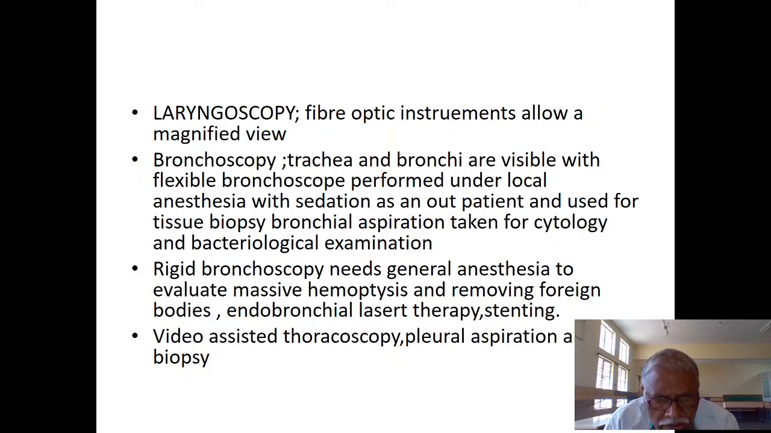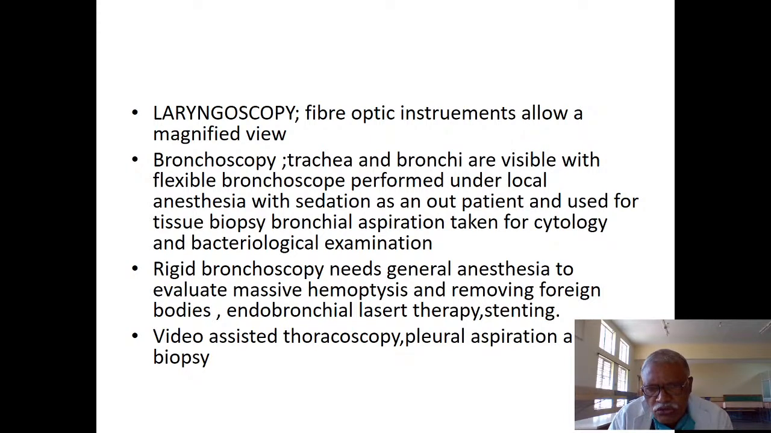And the rigid bronchoscopy can be done under local anesthesia with sedation, or rigid bronchoscopy needs a definite general anesthesia. With mild sedation, you can use local anesthetic with the xylocaine spray. And this can be done for bronchial aspiration, taken for cytology and bacteriological examination. So the rigid bronchoscopy needs a general anesthesia.